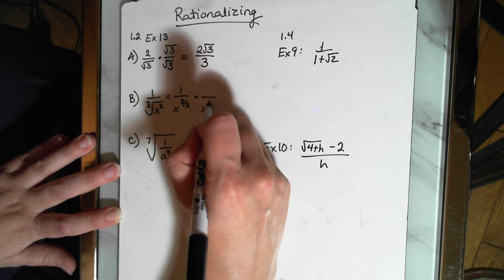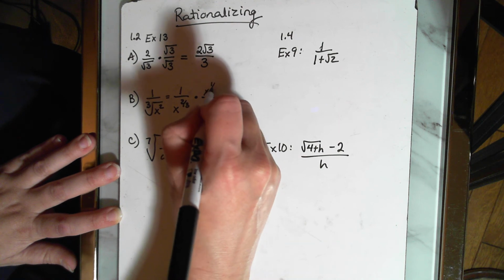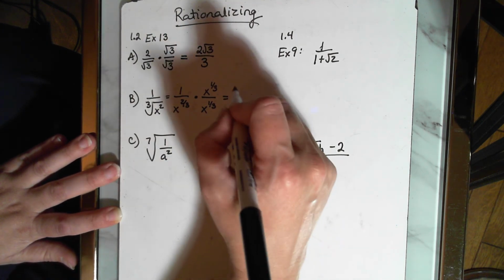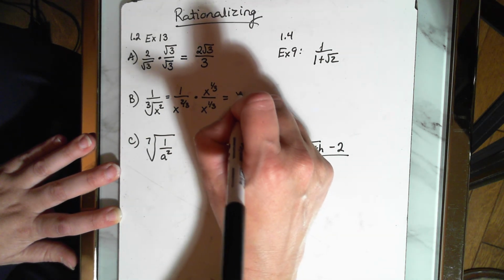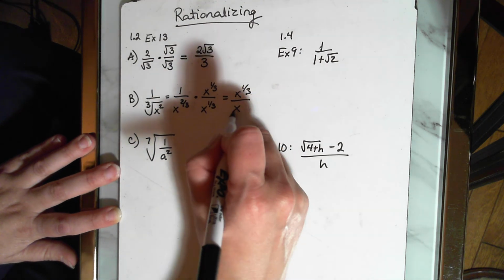Okay, and 2/3 plus 1/3 is 1. So I'm going to multiply by x to the 1/3. So this is 1 times x to the 1/3 is x to the 1/3. And this just becomes a plain x.